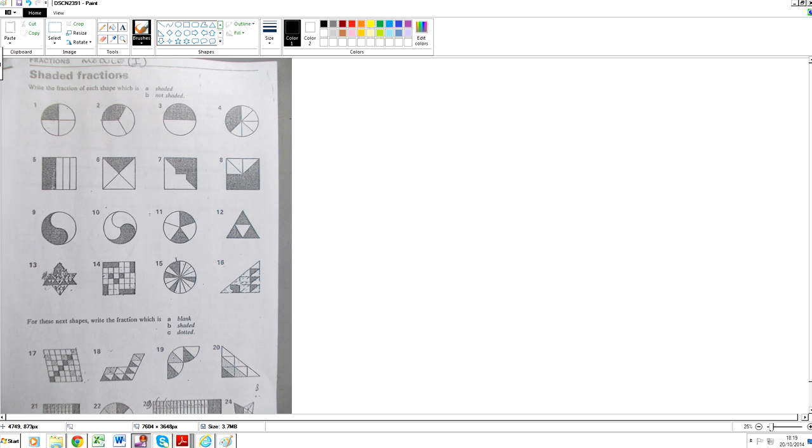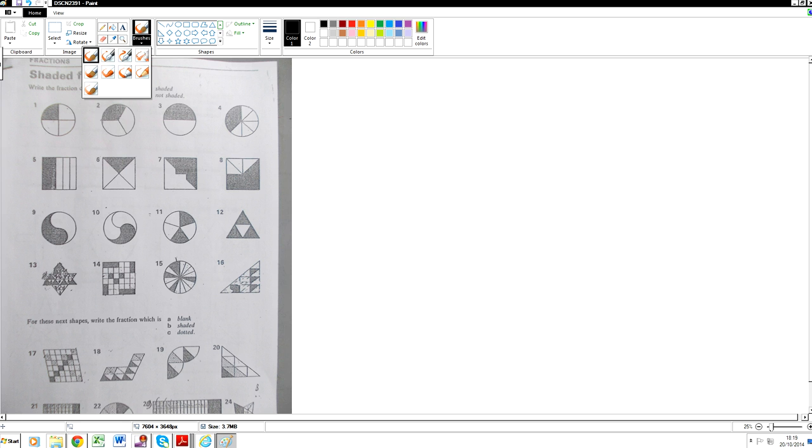We're looking at shaded fractions today. What I would like my students to do is give me two answers. Yeah, two answers per question. So what I'm going to do here, first of all, we'll start with a nice easy one. Okay, we go with it.